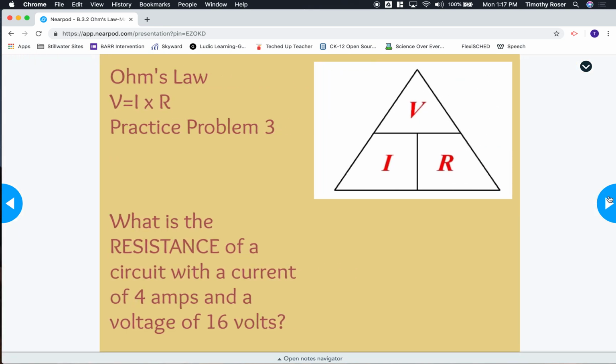Practice problem 3. What is the resistance of a circuit with a current of 4 amps and a voltage of 16 volts? Go ahead and try to solve this problem. Pause the video and then come back.